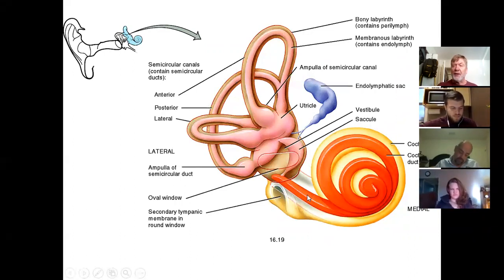Inside the labyrinths, we said that the fluid was called perilymph, P-E-R-I-L-Y-M-P-H. Now, it's important to remember from last week that all the white here is solid bone, the temporal bone. And we said last week the temporal bone has two parts. It has a soft, porous portion and a hard, petrous portion.